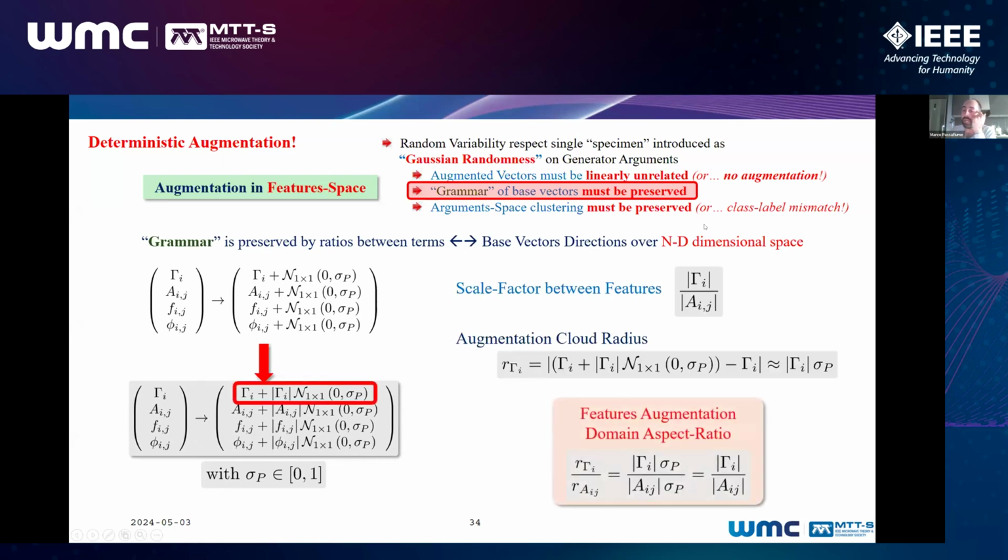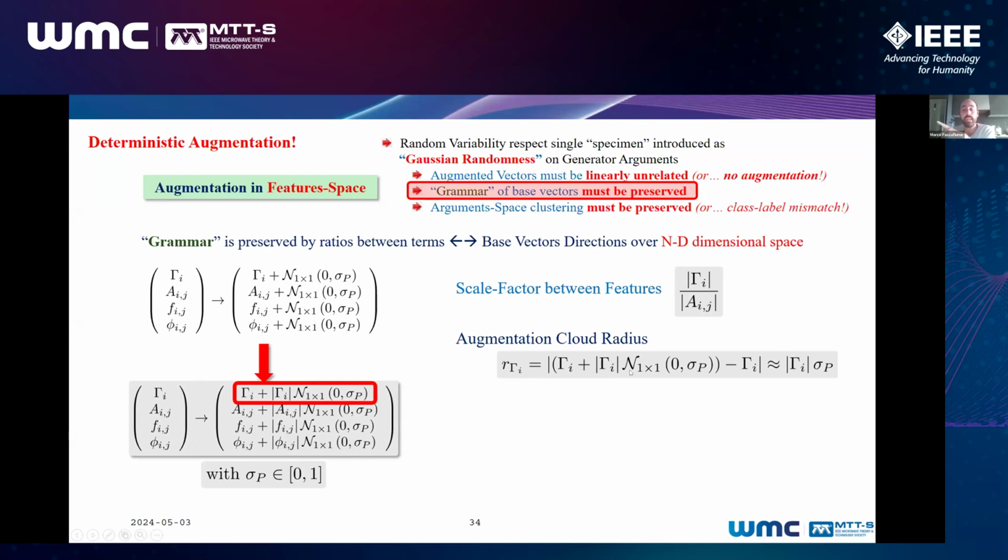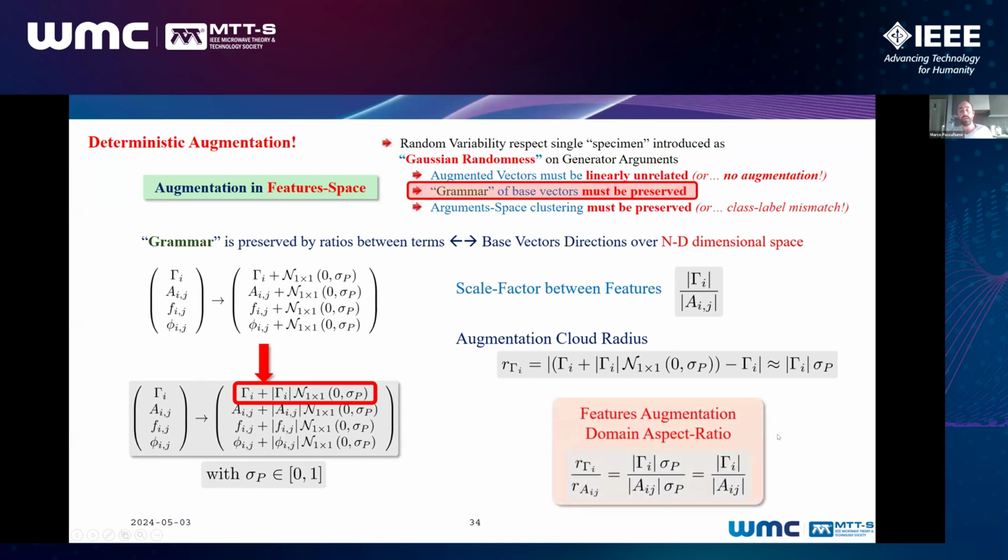If you consider this, we can write that as the scale between features is this one, and we consider the radius of the augmentation cloud. The final aspect ratio of the domain when I put the augmentation is still the same, because if I put the noise in this way, I am enlarging my points in a spherical way. So I am doing a right and logical uniform augmentation of my parameters.